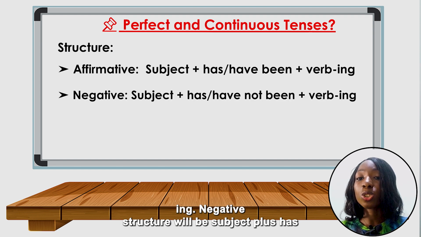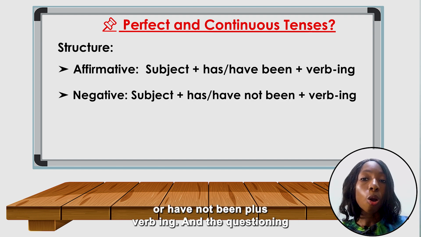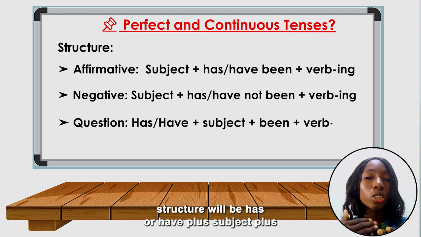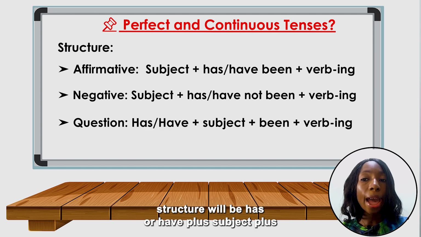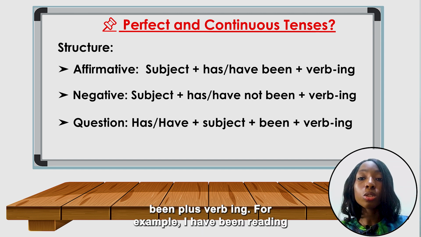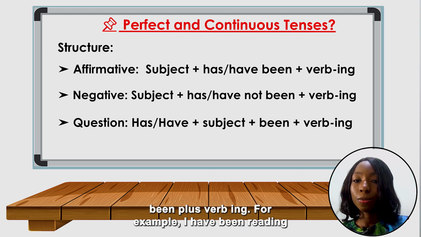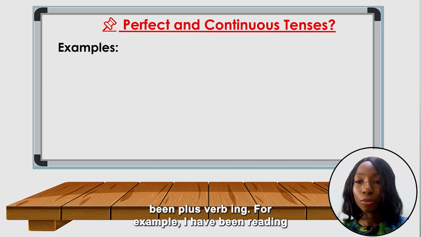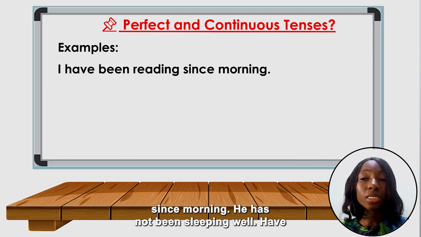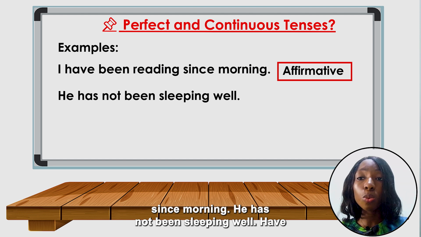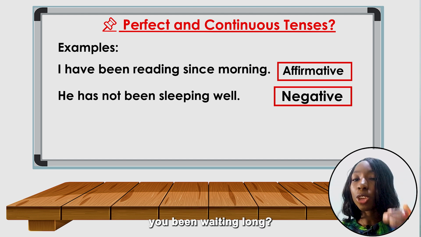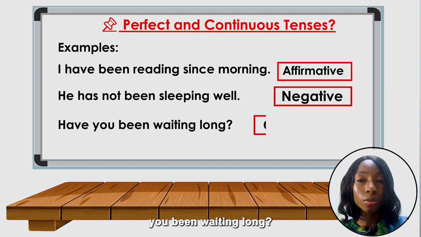Negative structure will be subject plus has or have not been plus verb ing. And the questioning structure will be has or have plus subject plus been plus verb ing. For example, I have been reading since morning. He has not been sleeping well. Have you been waiting long?